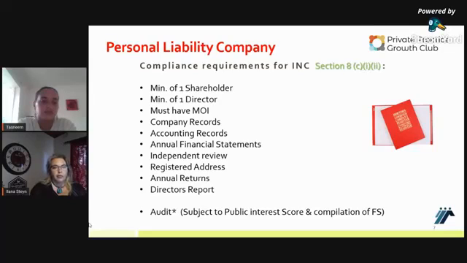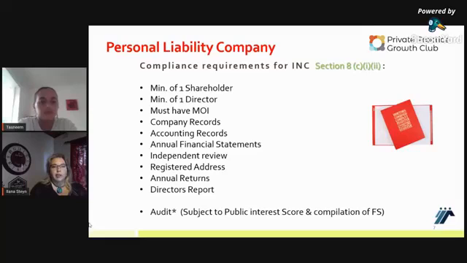You also have to have your accounting records and then annual financial statements. You might be required to compile an independent review by an accountant, or you will see at the bottom I've actually indicated an audit. So depending on that public interest score that we spoke about last time, you might need to compile financial statements to be audited by an auditor as well.